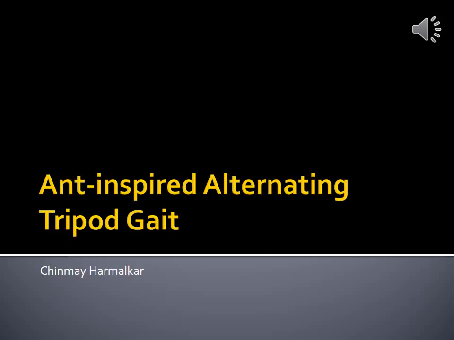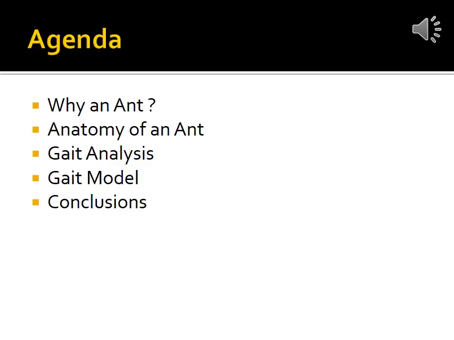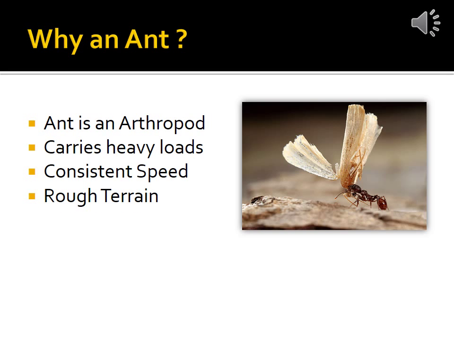Hello, my name is Chinmay Harmalkar and my project is based on the alternating tripod gait which has been inspired from an ant. Firstly, I'd like to discuss why I chose an ant as my inspiration. Secondly, I'd like to talk about the anatomy of an ant and what makes ants unique. I would later want to move on to the analysis of the gait which has been performed in recent years. I'd like to move on to the gait model that I have developed in MATLAB and finally end with the conclusions. So, why did I choose an ant?